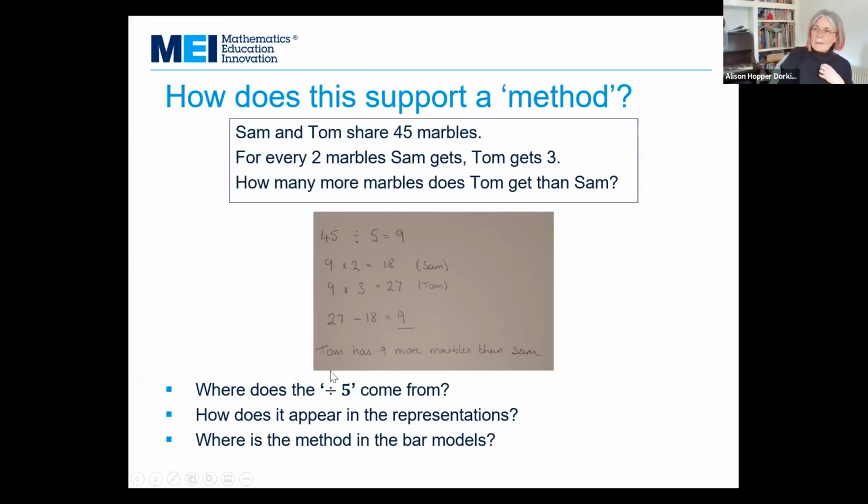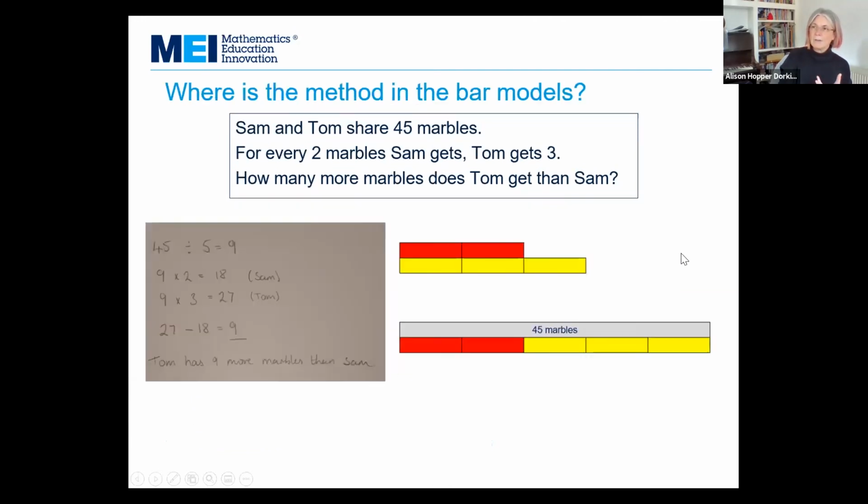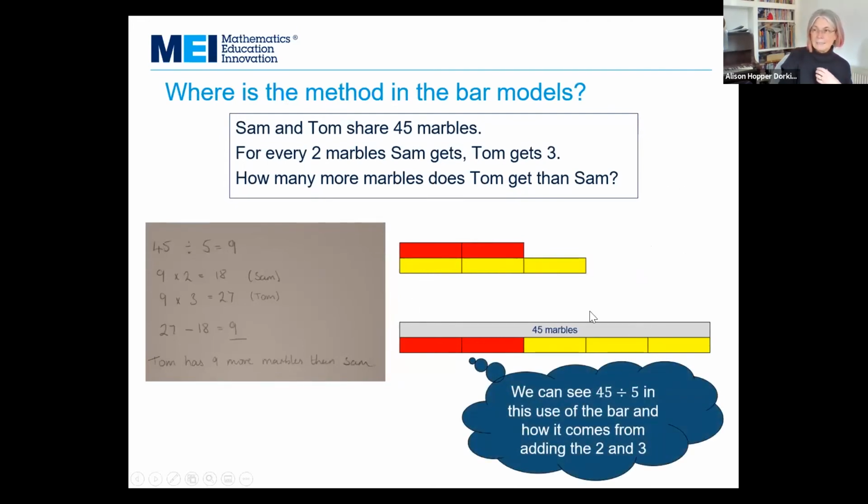But we've got to have a think about where this comes from in the representation. So where's the method in the bar models? Where is the divide by 5? So hopefully we can see here, certainly in this one where we're representing the parts against the whole, the 45 divided by 5 and how that 5 comes from adding the 2 and the 3 together.